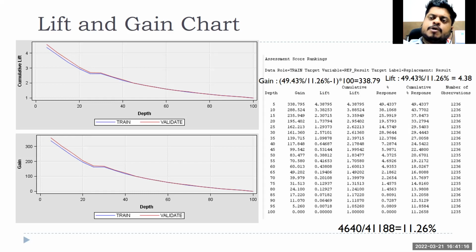So obviously it will never become 100%. So what we are trying to find out is, can we predict those customers? Can we find out those 5,000, 10,000 customers who will be much more profitable for us?